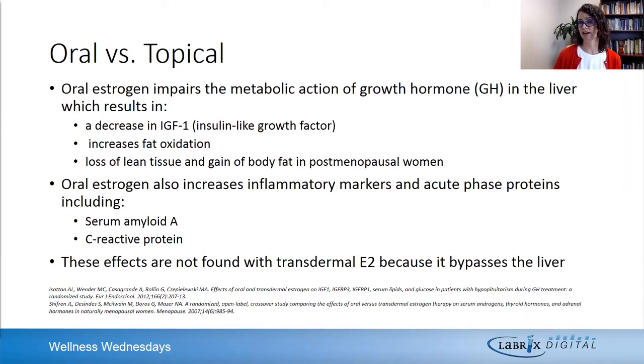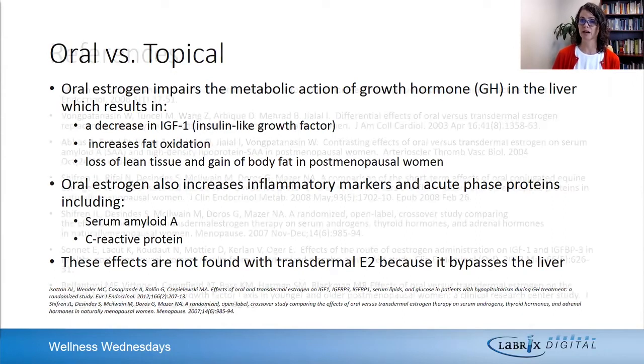It increases fat oxidation, and it also causes a loss of lean tissue and a gain of body fat in postmenopausal women. Oral estrogen also increases inflammatory markers and acute phase proteins, including serum amyloid A and C-reactive protein. These effects are not found with transdermal estradiol because it bypasses the liver. There's quite a bit of information that goes into greater detail that you can see in the references if you'd like to do a little bit more reading on that.